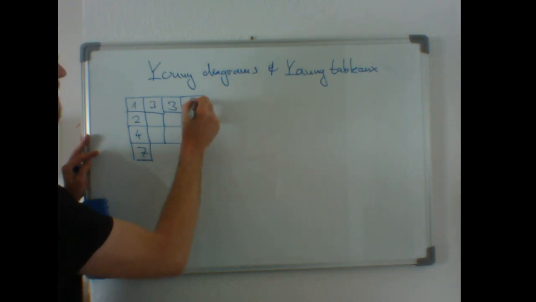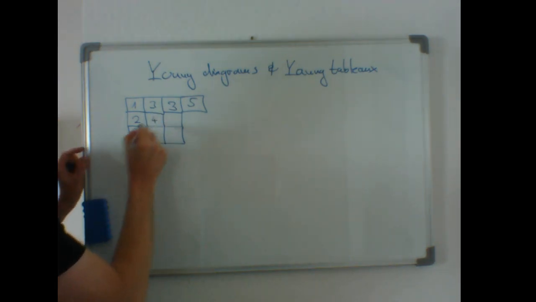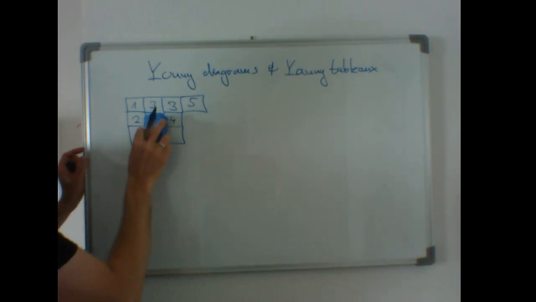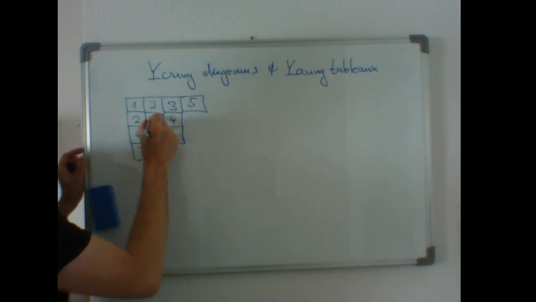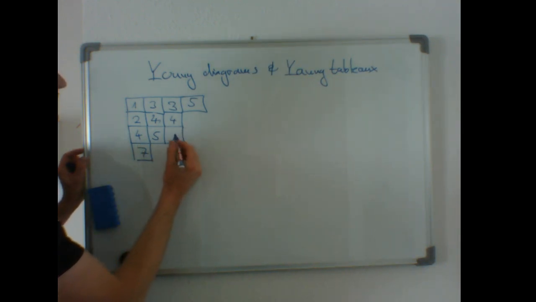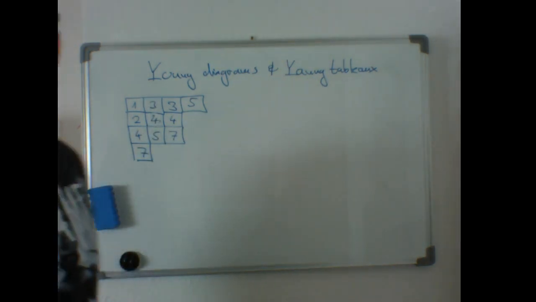maybe 5. So now here we have to have something that's larger than the 3, for example a 4, and now here we could have another 4 if we like. Here we have to have something that's larger than this 4 here. For example this 5, and here we could have another 5 or something larger, maybe another 7. So this is a Young tableau.